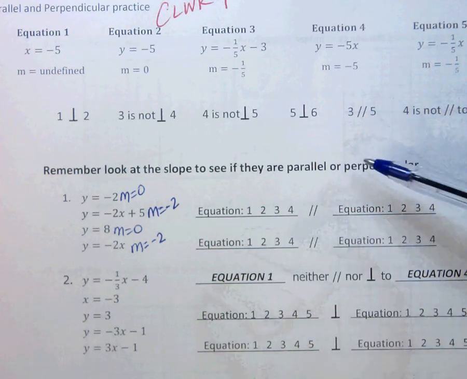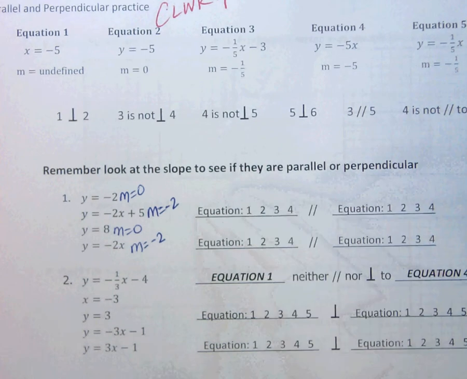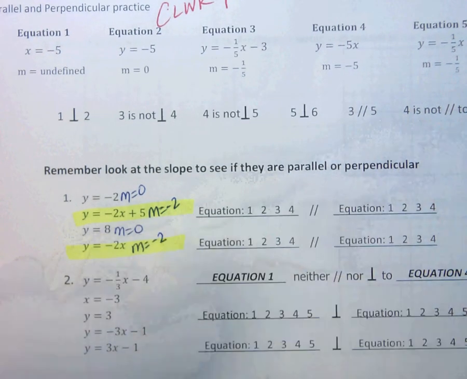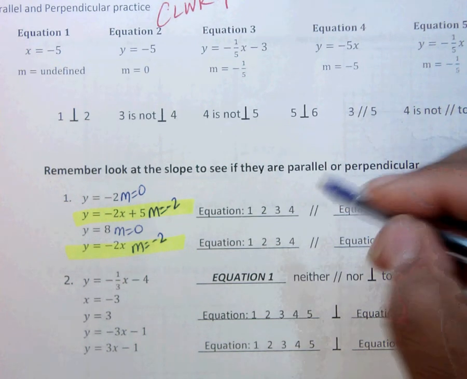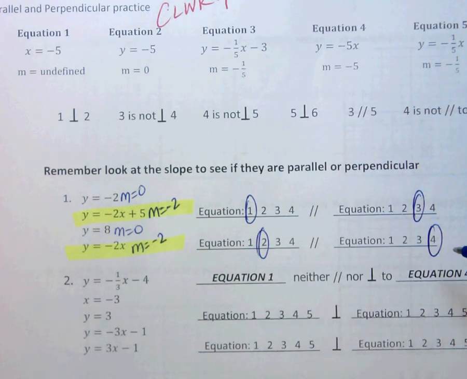Therefore, the parallel equations would be the equations that have the same slope. So if I used my highlighter, if I can locate it, I can highlight these two and leave the other two unhighlighted so that you see which ones are parallel. Equation 1 is parallel to equation 3. Equation 2 is parallel to equation 4.